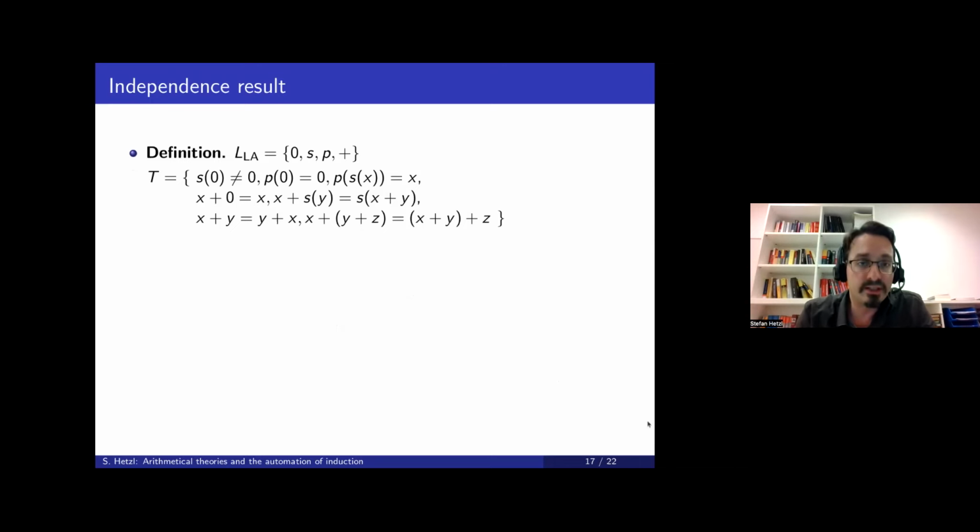So, okay, now also for this method we could obtain an independence result. Here we work in the language of linear arithmetic. We have zero, successor, predecessor, and plus. I'm sorry, there's still a typo: the successor of x, this should read, is different from zero. And predecessor is the truncated predecessor. Here is the definition of addition, plus we have commutativity and associativity of addition.